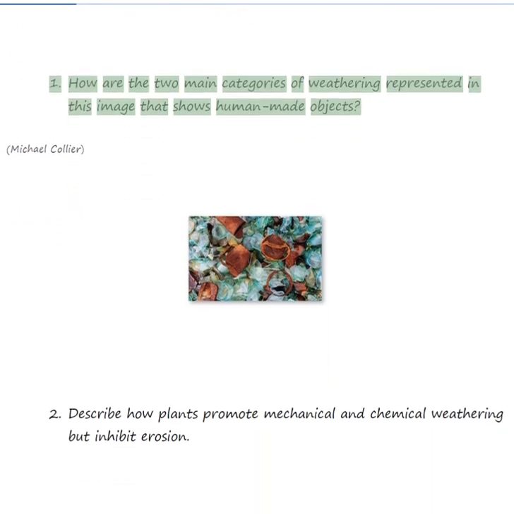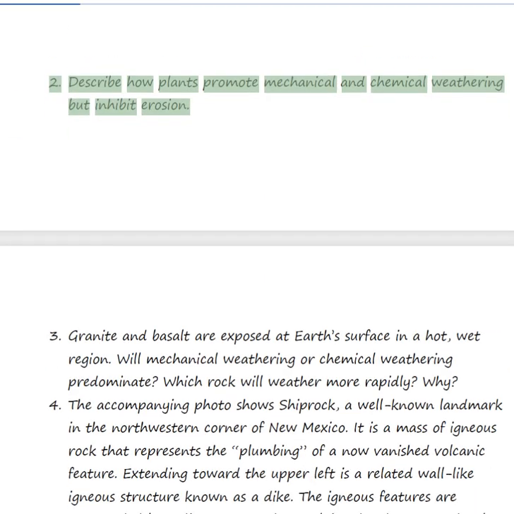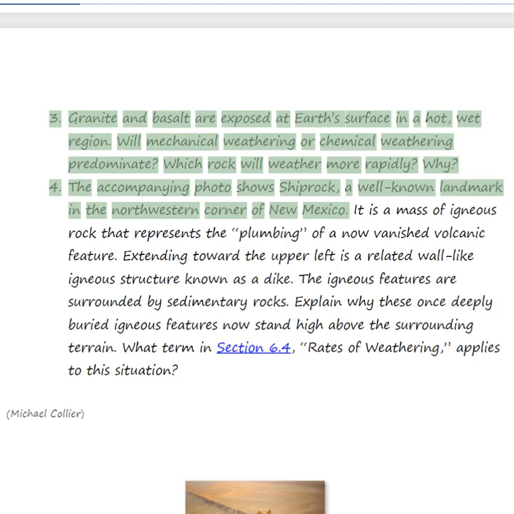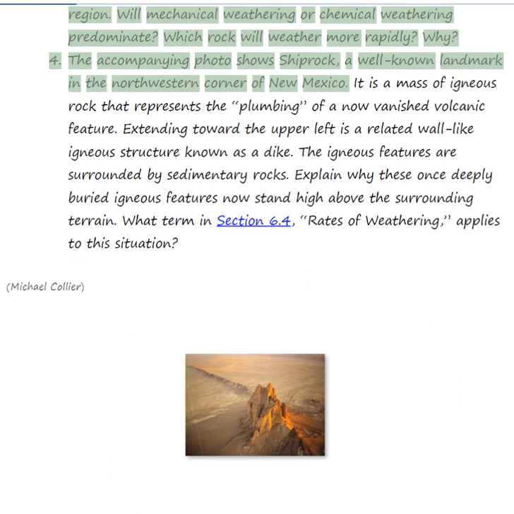1. How are the two main categories of weathering represented in this image that shows human-made objects? 2. Describe how plants promote mechanical and chemical weathering but inhibit erosion. 3. Granite and basalt are exposed to Earth's surface in a hot, wet region. Will mechanical weathering or chemical weathering predominate? Which rock will weather more rapidly?